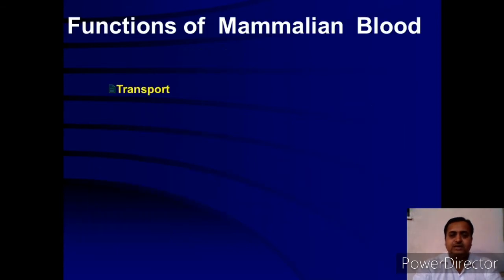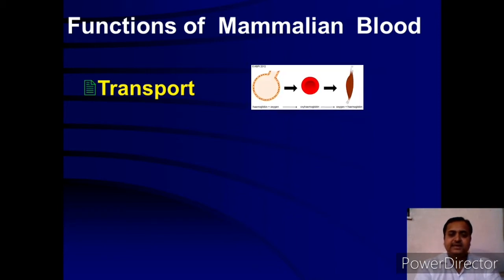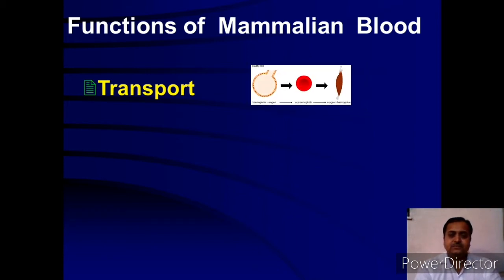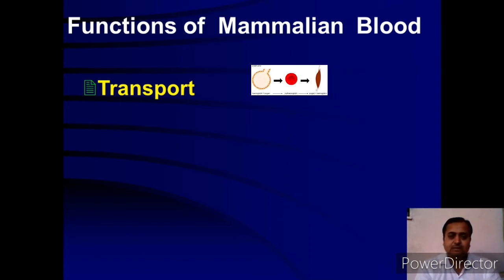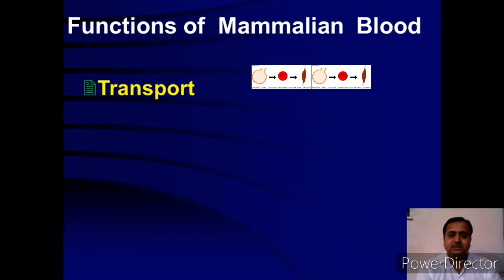Now we are going to study the next part, that is functions of mammalian blood. Blood performs many functions. Out of these, let us study the first function, that is transport. Blood transports many essential elements in the body. The first major transport is that of oxygen. In the lungs, when we inhale air, oxygen from that air combines with hemoglobin which is present in RBCs in the blood. It forms oxyhemoglobin, and through this oxyhemoglobin, all the cells in our body get oxygen.